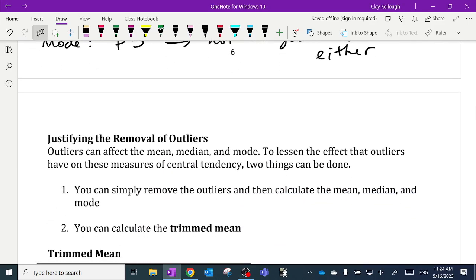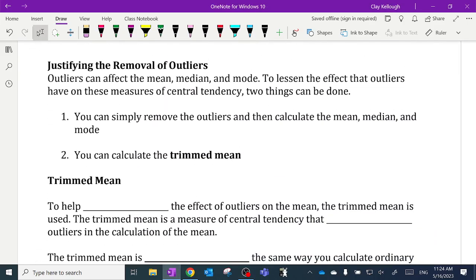Justifying the removal of outliers. Outliers can affect the mean, median, mode, or the mean, median, and the mode. To lessen the effect that outliers have on these measures of central tendency, two things can be done. Number one, you can just remove them and then calculate the mean, median, and mode. You can also calculate a trimmed mean.